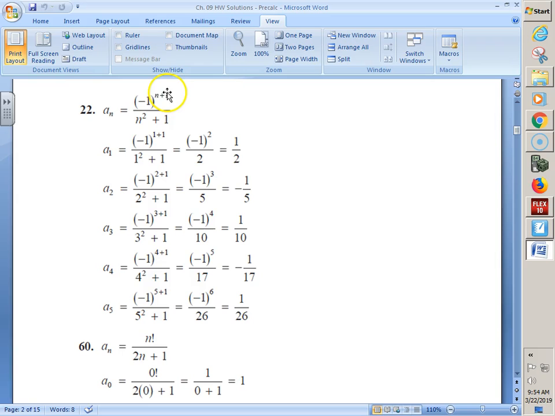Started with a positive because when you plug in 1, they put n plus 1. 1 plus 1 is 2, is squared. They started with a squared negative 1, or they started with an even power. What if they wanted it to start with a negative and then go positive? What could you change in the formula? If it was supposed to be negative 1/2, then positive 1/5, then negative 1/10, what could you change?